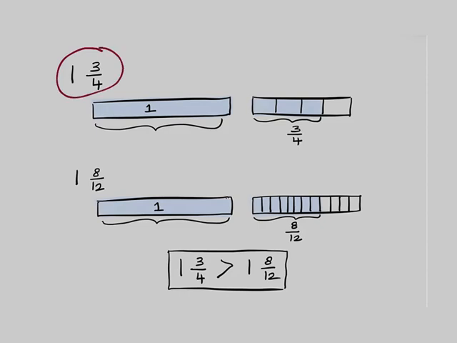So 1 and 3/4 is shown as a tape diagram here. For this one, we have the whole one here, and the 3/4 I've shown in the tape diagram. This is the value of 3/4. And for this mixed number, the one tape diagram is shown here, and the fraction 8/12 is shown here.